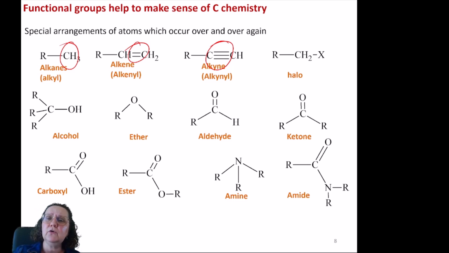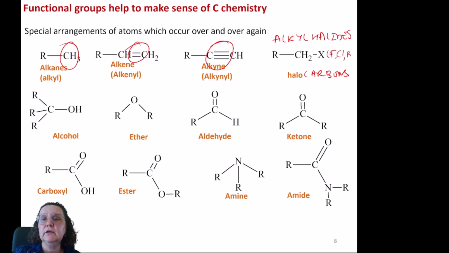We also have halo compounds or alkyl halides, so halocarbons. And this X is, as I mentioned in a previous slide, fluorine, chlorine, bromine, or iodine. We also have alcohols, in which you have the carbon attached to an oxygen, which is attached to a hydrogen. Ethers, in which you have an oxygen in between 2 carbons. It looks a bit like the structure of water, but instead of an oxygen between 2 hydrogens, it's an oxygen in between 2 carbons.